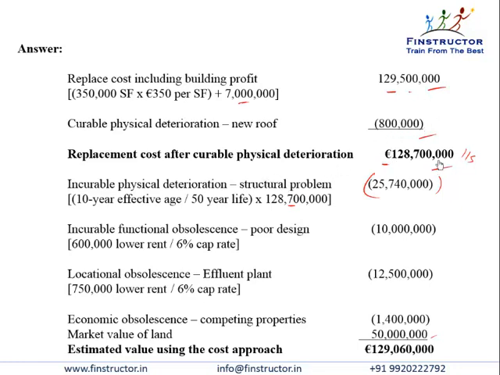So the remaining value is being depreciated by 1/5, as 1/5 of it has already been used up. So from the total value, this is additional value that needs to be deducted. We should have deducted it earlier because this is the physical deterioration. However, here we've deducted it in the end. It doesn't make any difference. The net value will still come out to be 129.06 million euros.